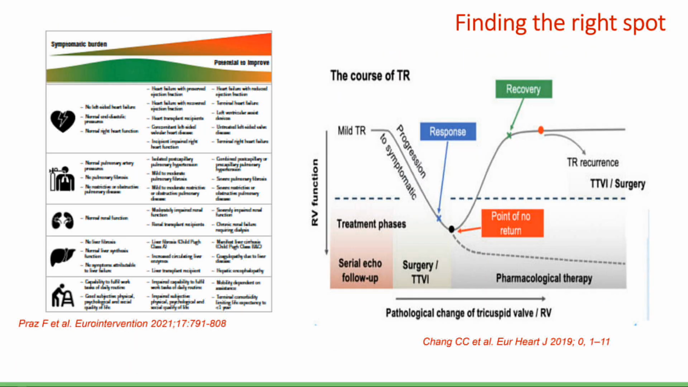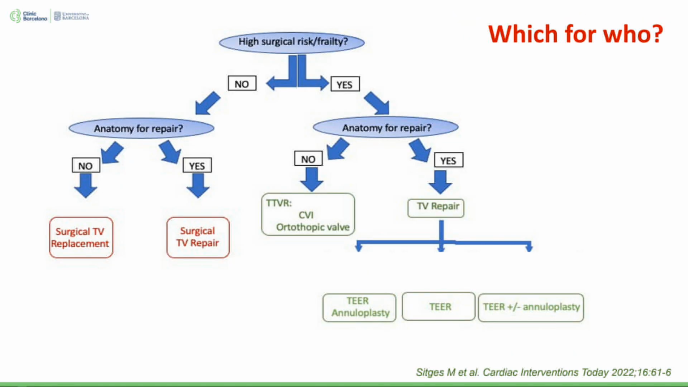The idea is to find the right spot and go there, at the spot where the disease is not so advanced and the intervention might not be futile. This is also important because it determines, together with the concomitant comorbidities of these patients, the type of therapy that we are going to apply.